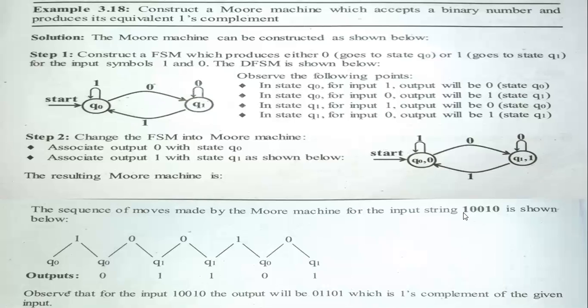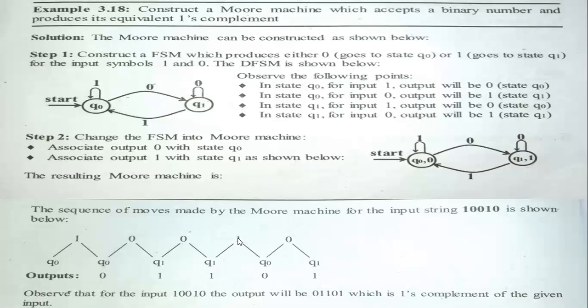See, if this is the string pattern 1 0 0 1 0. Q0 on receiving 1 goes to Q0 itself. What is the associated output? 0. Q0 is associated with 0. Then Q0 on receiving 0 will go to Q1. Q1 is associated with 1. We had 1 and got 0, we had 0 and got 1. Now again we have 0. Q1 has a self loop for 0, so this 0 will be complemented to 1.